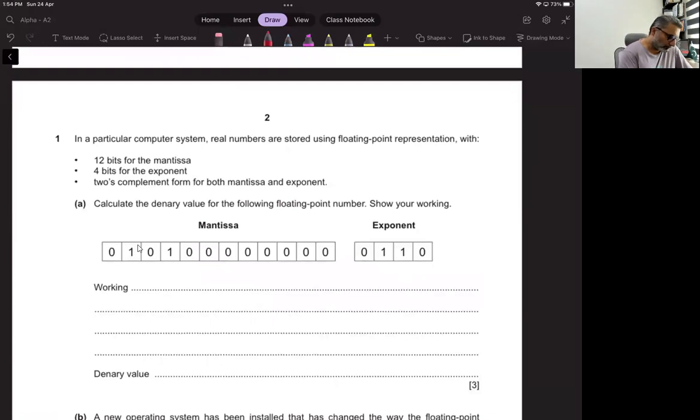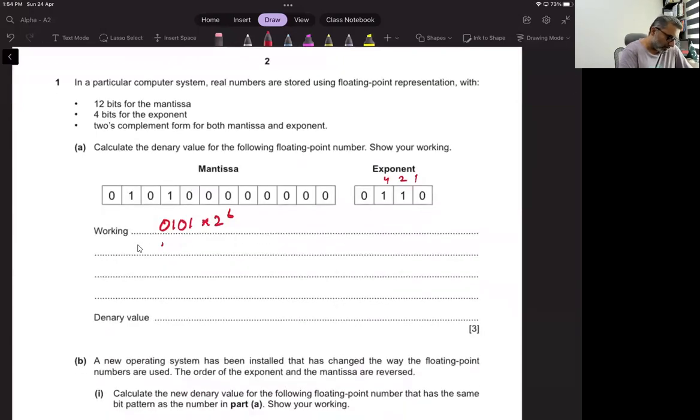So now, 0.101 into 2 to the power of 6. So let's first write it this way: 0.110 into 2 to the power 6. So the point will move 6 times to the right side: 1, 2, 3, 4, 5, 6.